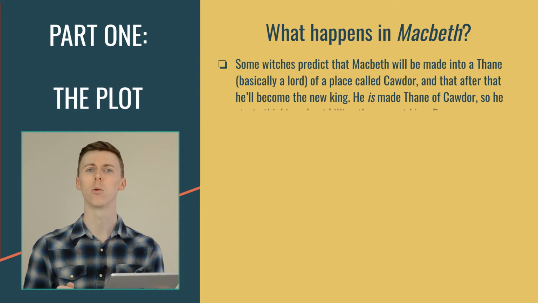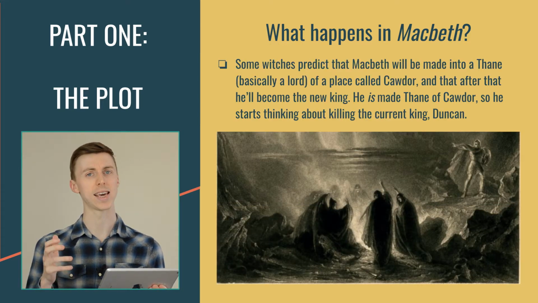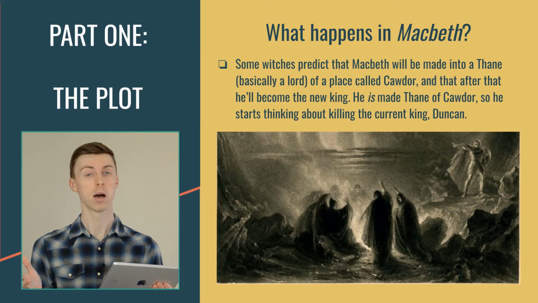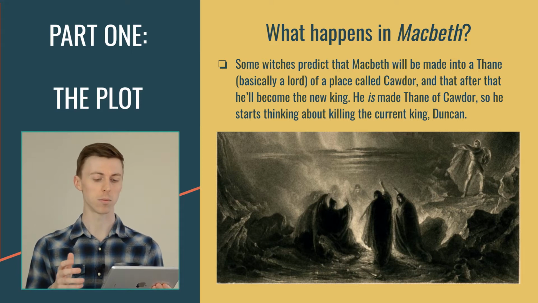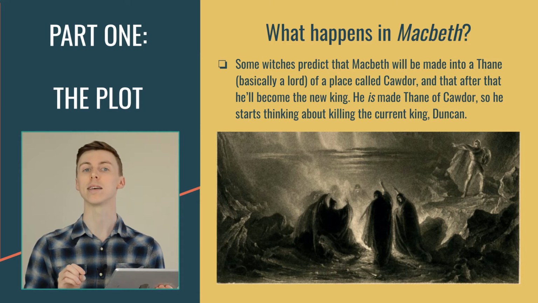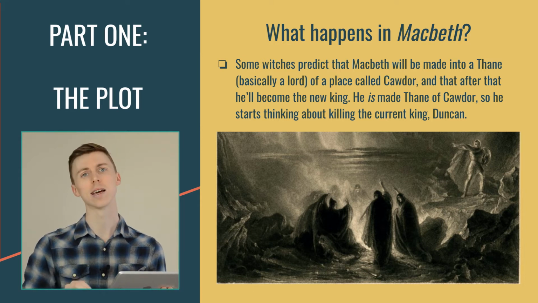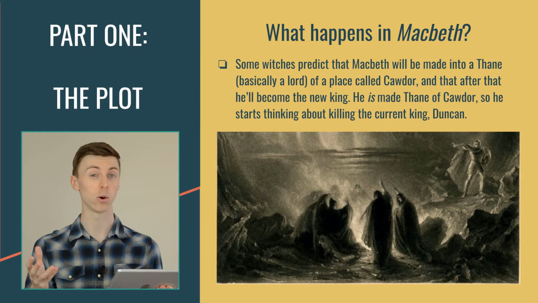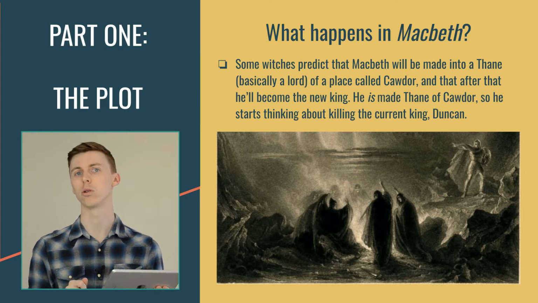The play opens with some spooky witches on a heath talking about a character called Macbeth. Guess what? That's the main character of the play. And they make a prediction when they finally meet Macbeth. They tell him that he is going to become a thane. That is a Scottish term for kind of like a lord or a duke. The thane of a place called Cawdor.